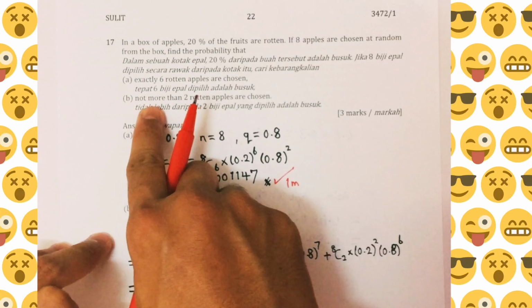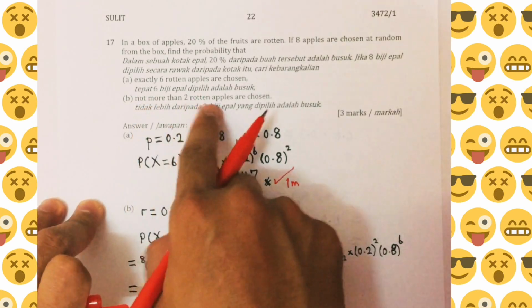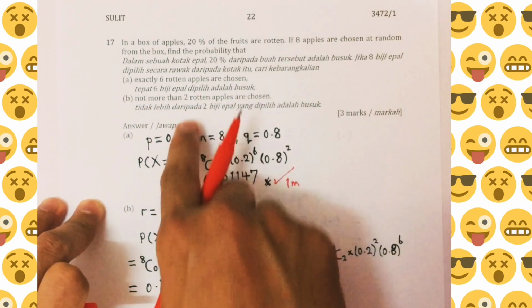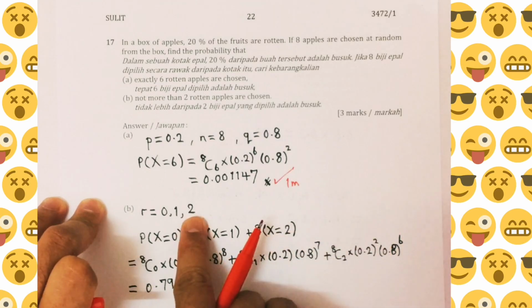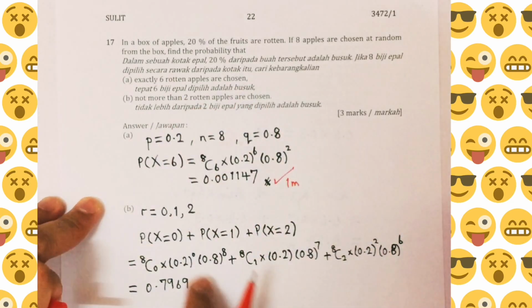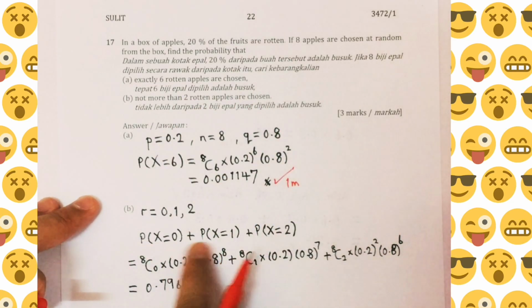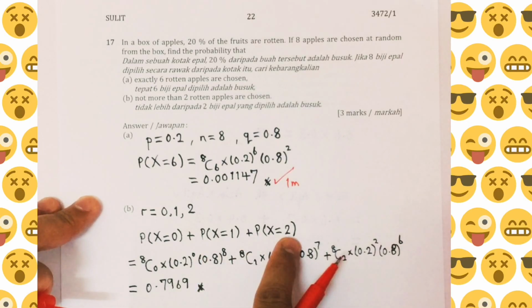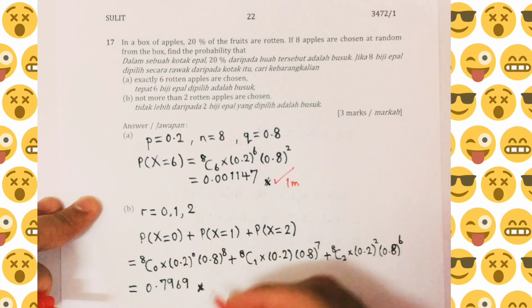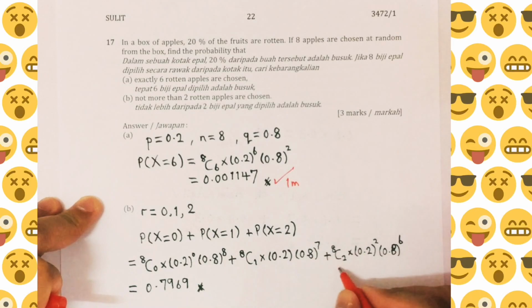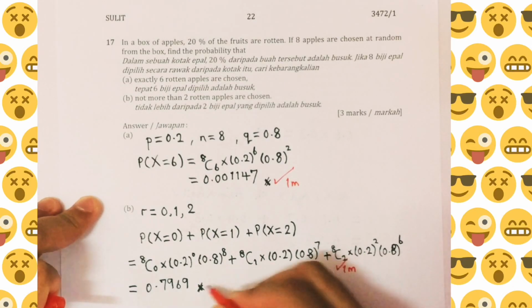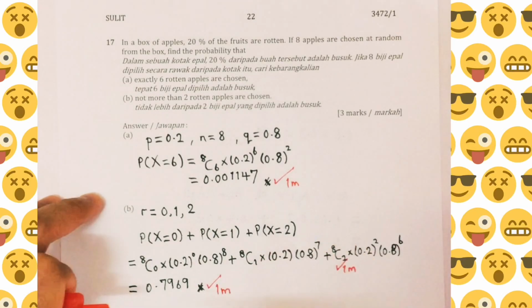Now, if you find the probability that you're getting not more than 2 rotten apples are chosen, so your r will be 0, 1, or 2. Not more than 2, so 2 should be included. So if you find P(X=0) plus P(X=1) plus P(X=2), you substitute into the formulas, and then you get the final answer. So if you write all of this, you get 1 mark. And then the final answer will be 1 mark. So 3 marks altogether.